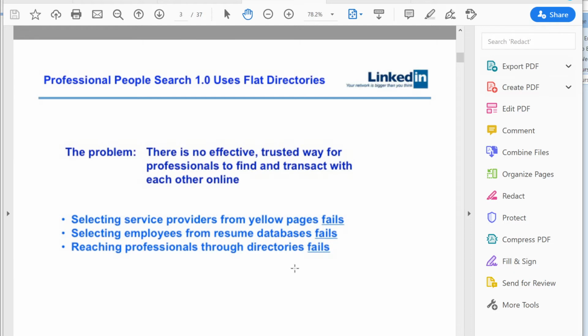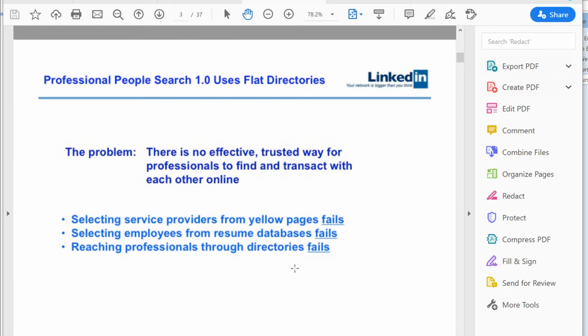And further stating the problem, selecting service providers from Yellow Pages fails. If you guys still remember what Yellow Pages are, it's a phone book that let you know where the businesses are. So that doesn't work. Selecting employees from resume databases fails. You don't know how true that is, and maybe you do. When you get to run your own business and try to hire people from resume collections or from online databases, it's horrendous. Last year I posted a position and I got more than 500 resumes in one day.